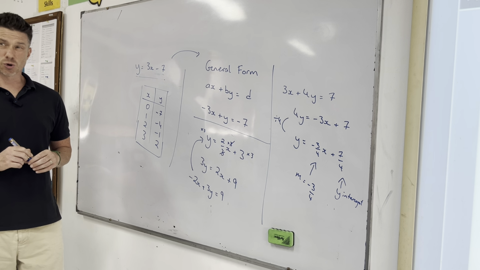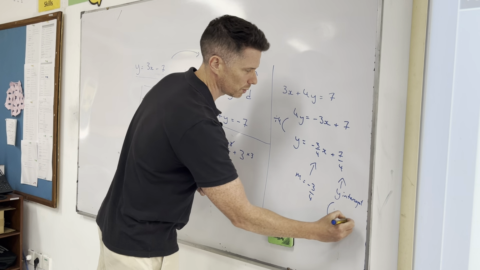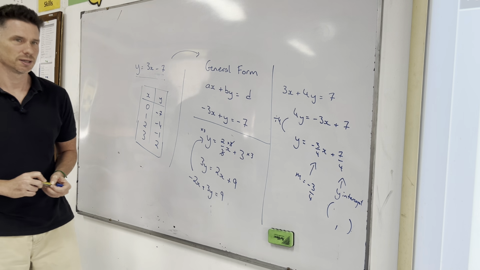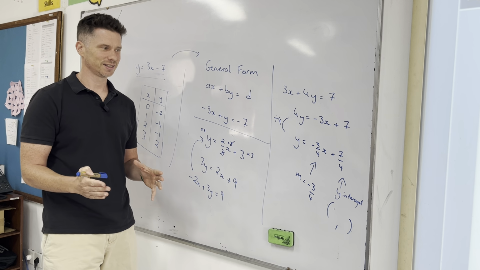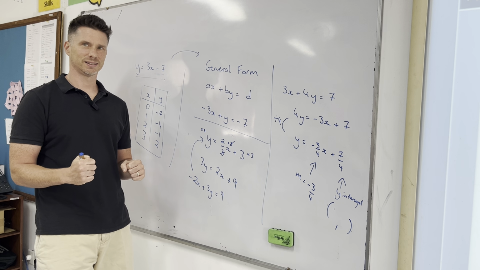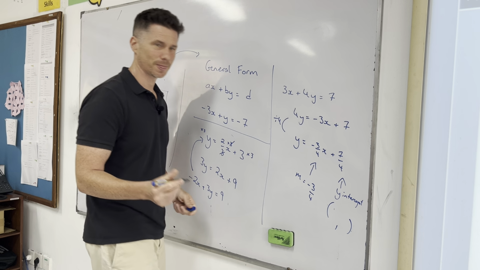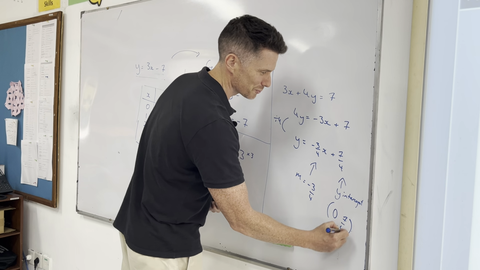If I was asked for the coordinate of the y-intercept, I would have to give a coordinate. What would that coordinate read? Lucas, what would the coordinate read? It would read minus... 0. What's the x coordinate? Minus 3 over 4. Nah, 0. And 7 over 4.